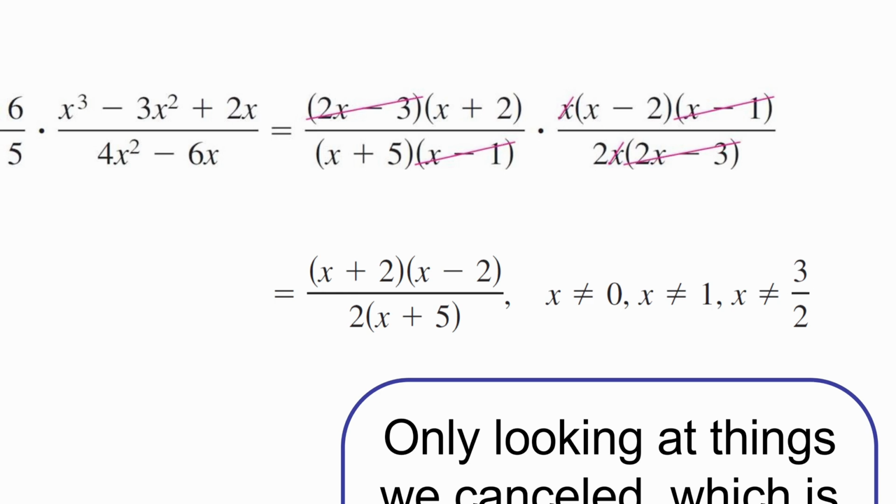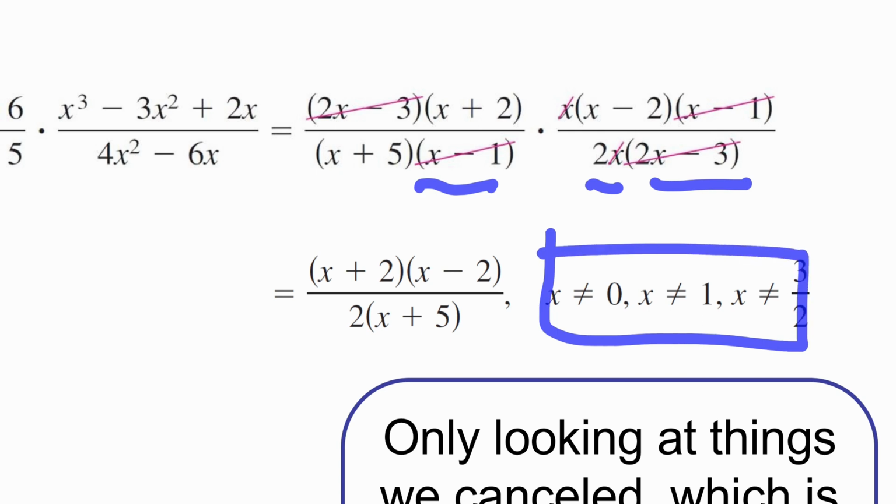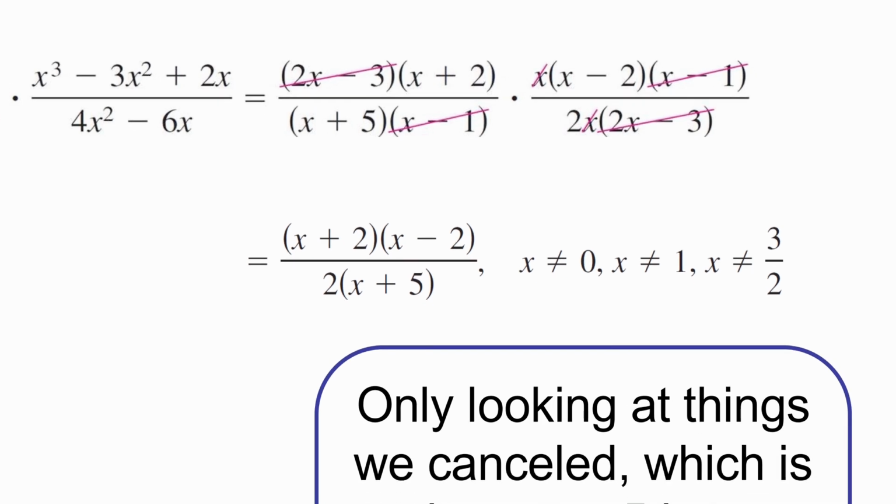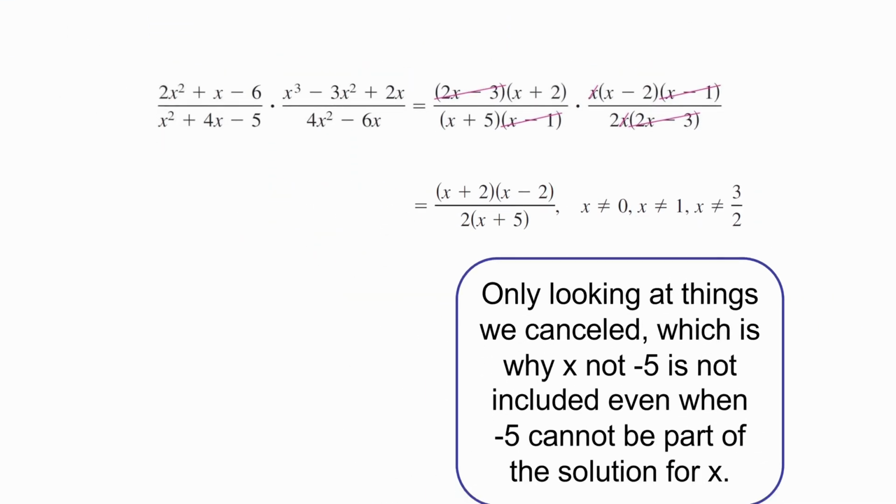And so everything that used to be in the denominator, be sure to write that. It can't be those. We leave off the x equal to negative 5, even though we know that's not part of the domain, because we didn't cancel it out. So that's just an FYI.